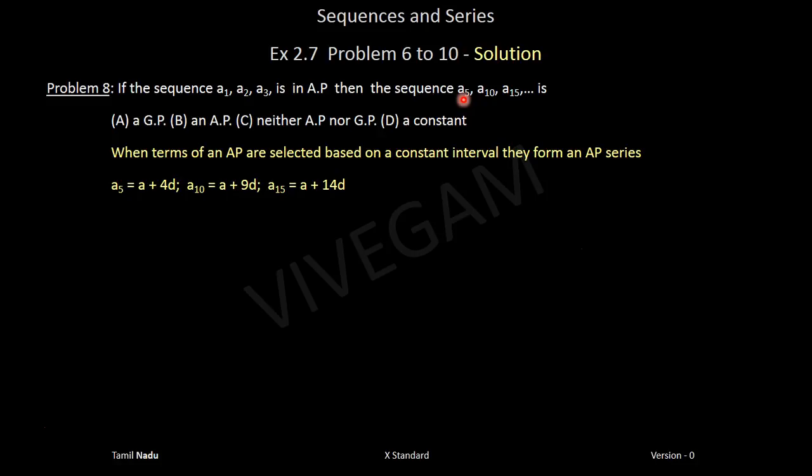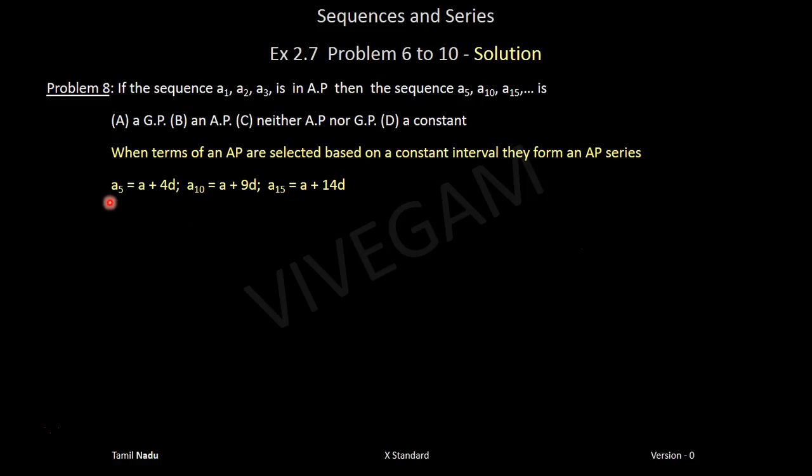Let for the series, A be the first term and D be the common difference. So what will be A5? A5 will be A plus 4D. A10 is the 10th term, it will be A plus 9D. The 15th term will be A plus 14D. So we have got A5, A10 and A15.